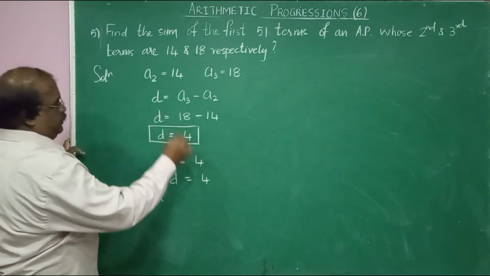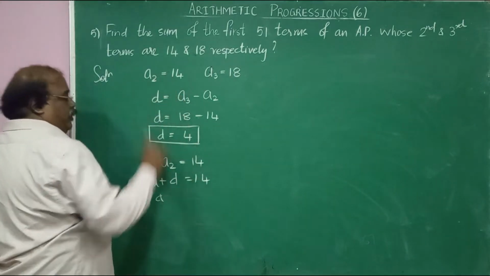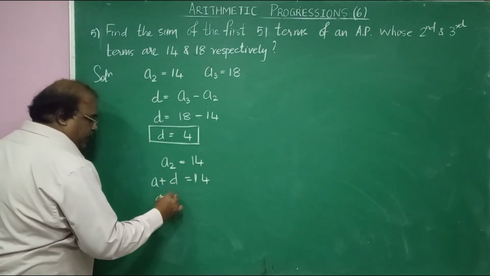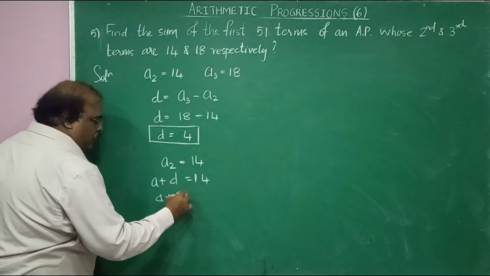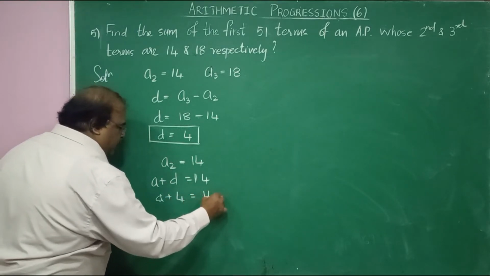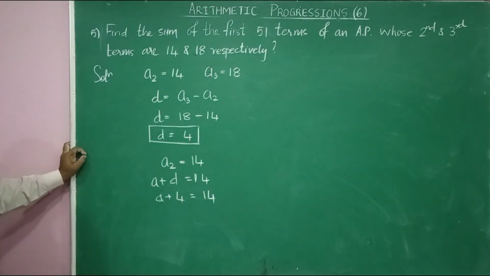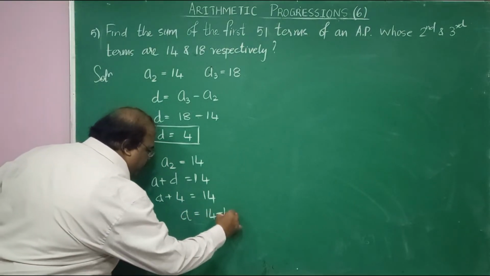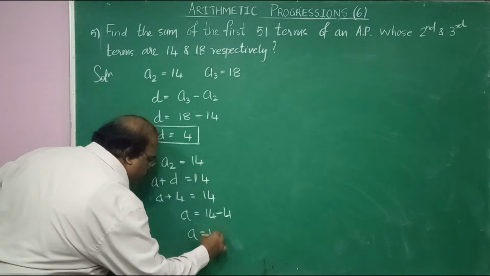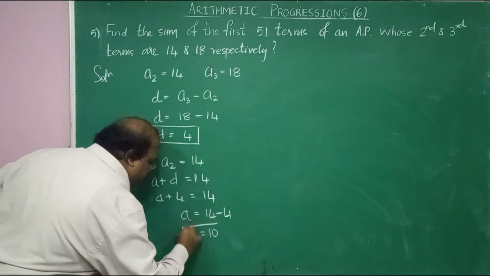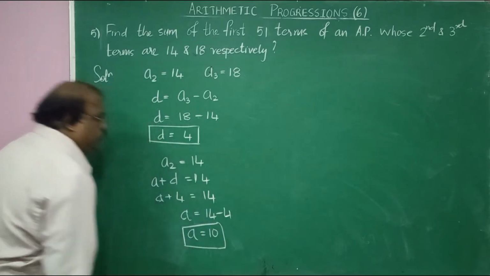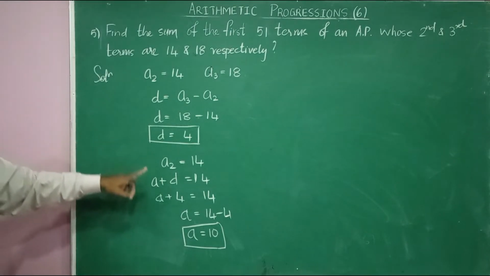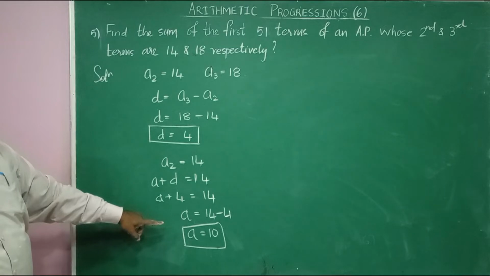The second term is 14, and a plus d, what is d? 4. So a plus 4 is equal to 14. So what is a then? 14 minus 4. What is 14 minus 4? 10. I first found out the value of d. After finding out the value of d, I have found out the value of a.